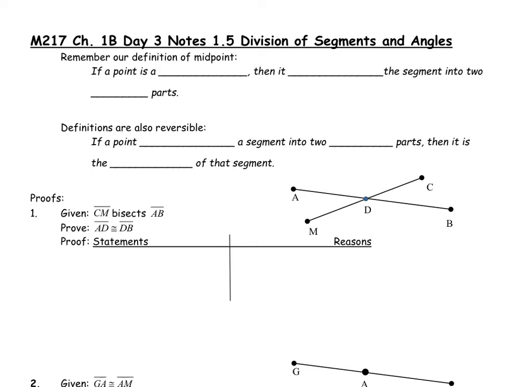Remember our definition of a midpoint. If a point is a midpoint, then it divides the segment into two congruent parts. The key word there, remember, is divides. If a point is a midpoint, so that's going to be in your given, then it divides a segment into two congruent parts. So when you use this reason, in your statement you need to say something about which two parts are congruent. A reminder that definitions are also reversible, so we can switch it around.